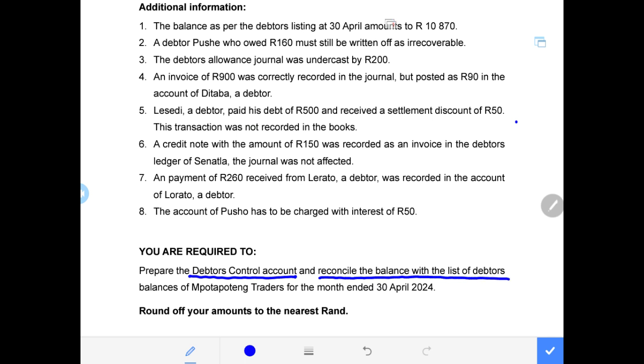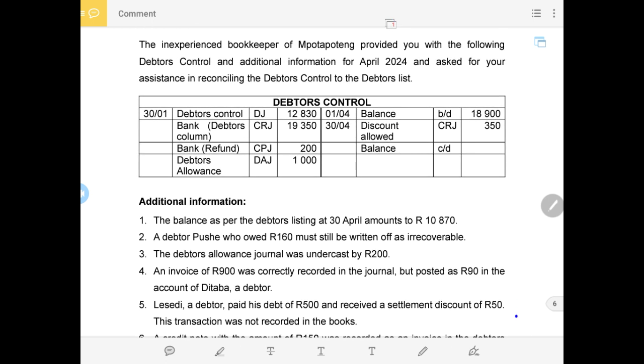We are required to prepare the debtors control account and reconcile its balance with the list of debtors of Mpotapoteng Traders for the month that ends 30th of April 2024. Now, this is our requirement, as I have mentioned it before.